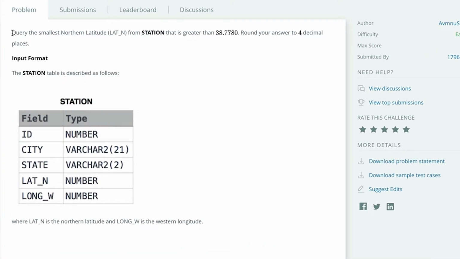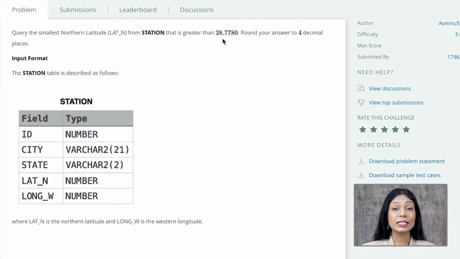The problem statement is: query the smallest northern latitude, LAT_N, from STATION that is greater than 38.7780. Round your answer to 4 decimal places. Now this question is very similar to the previous one. We have to extract the smallest value of northern latitude from the values having northern latitude greater than 38.7780. In this problem, we will use the round function to round our answer to 4 decimal places.